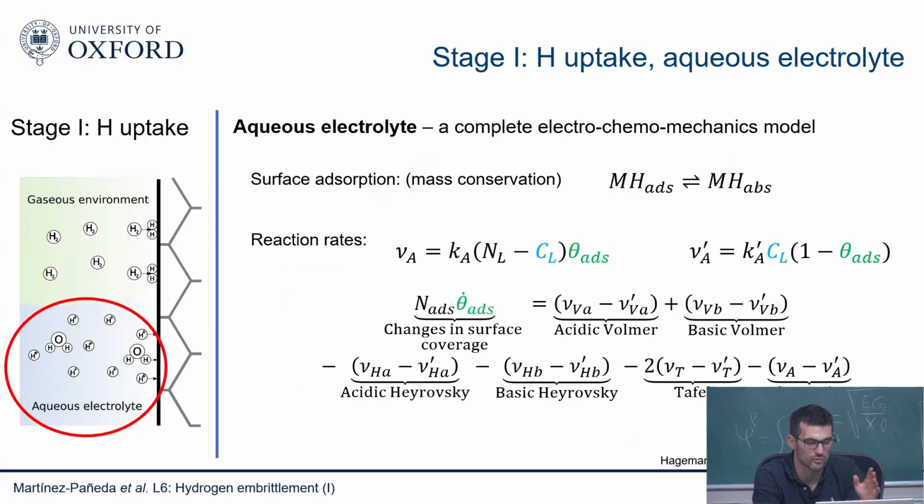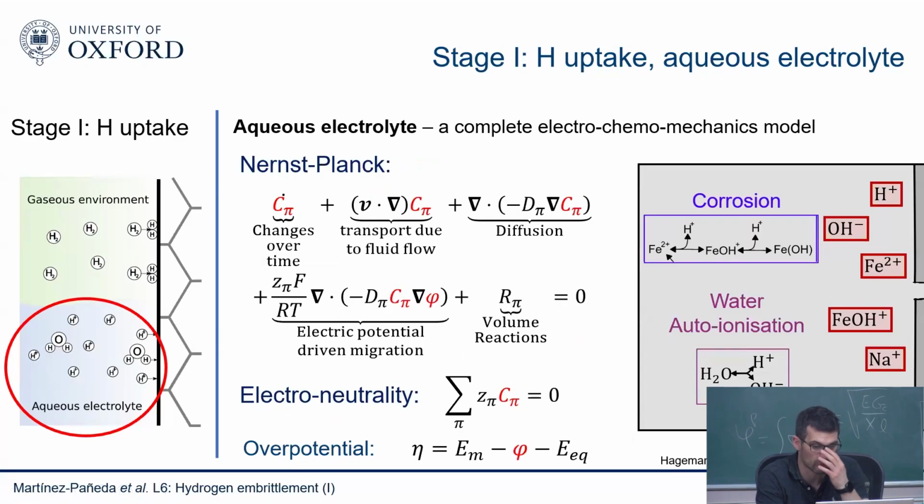First you look at the reaction rate, so you have some sort of forward and backward reaction balance on the surface. Those are the Volmer, Tafel, and absorption reactions. This is what you solve for in the electrolyte. You have basically the Nernst-Planck equation. I didn't have time to discuss it yesterday, but you have changes over time of your ionic species. You have transport due to fluid flow, so there's a fluid velocity in there. There's diffusion, there's electrical potential driven migration, so electromigration here, and there are some volume reactions. And then you have electroneutrality, which is fine above a certain number of nanometers. And then this is the expression you solve for the overpotential. So you solve here for corrosion and water ionization, whatever reactions are relevant to your problem.